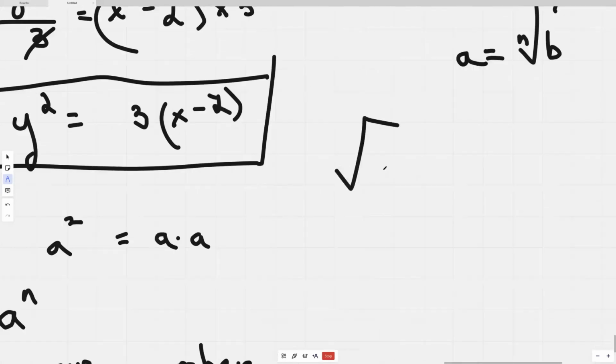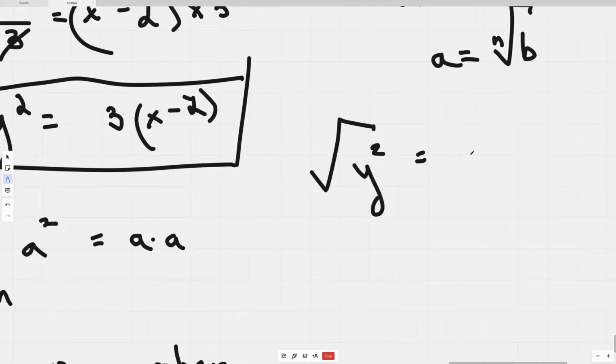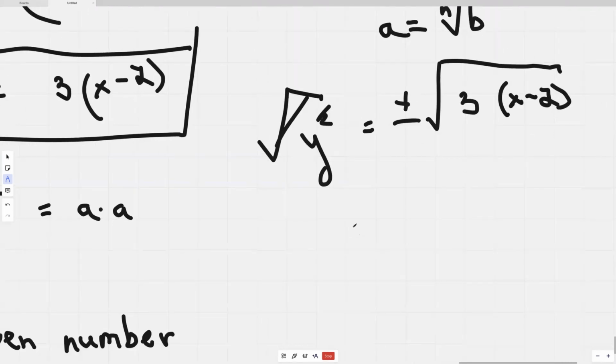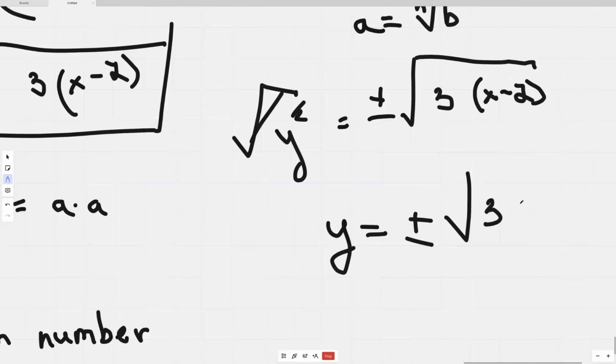So in the root, y squared is equal to, in the root, plus and minus 3 times the brackets of x minus z. So this will cancel each other, and then y will be equal to plus and minus the root of 3x minus z. So that's it.